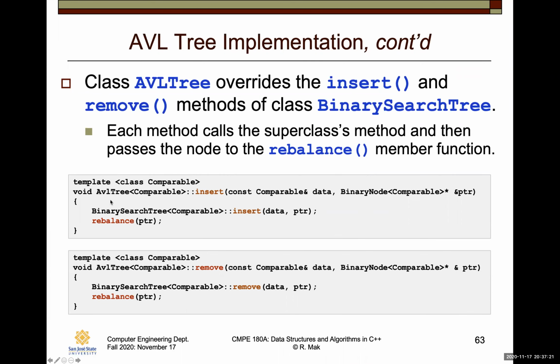So for an AVL tree, the insert call is overriding the AVL tree's insert, and the remove call is overriding the parent class's remove, but we're still calling the regular insert of the binary search tree followed by rebalance, and we do the same thing with remove. First we call the regular remove, and then we rebalance. All right, so that's what's going on there.